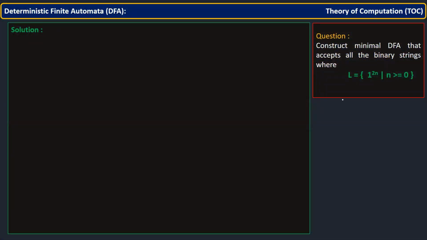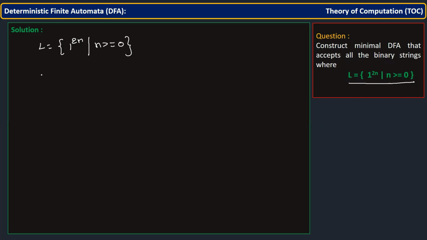Hi. So now in this problem, if you observe, it is given that L is equal to 1 power 2n, where n is greater than or equal to 0. So let us take that one. Try to understand what is given notationally. Then constructing it is very simple, where n is greater than or equal to 0.